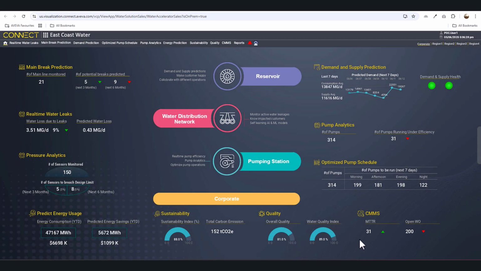By harnessing both historical and real-time data, the Industry Accelerator for Water expedites a water organization's usage of Connect to offer predictive and data-driven insights across water and energy management activities, optimizing operations and enabling more efficient decision-making.